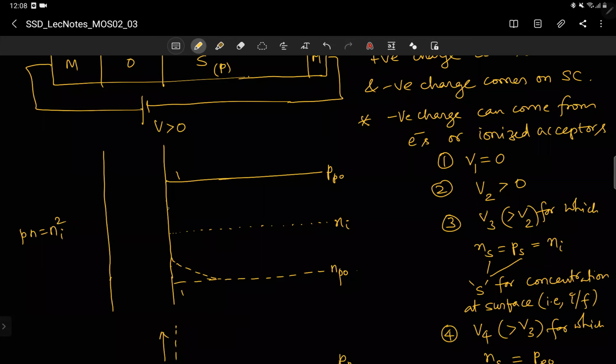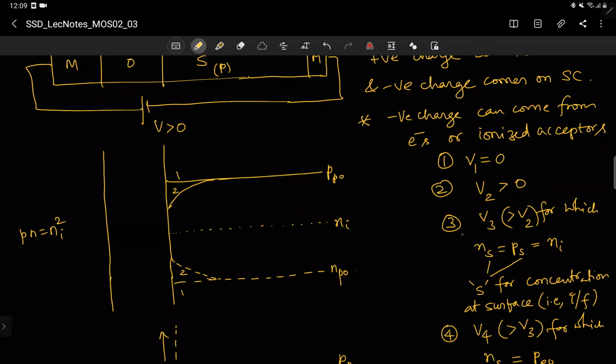hole concentration would do something like this, so that p into n equals ni squared. So hole concentration goes down, thereby exposing ionized acceptors. So there will be negative charge because of uncompensated ionized acceptors, because hole concentration has come down and electron concentration has gone up, thus creating some more negative charge. So this is how negative charge comes, by increasing the electron concentration and by reducing hole concentration, thereby exposing background ionized acceptors. So this is, say, case 2.